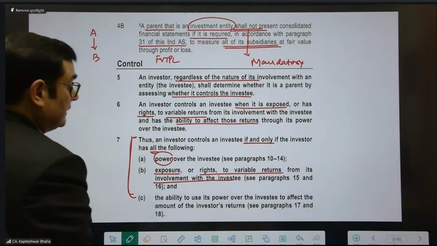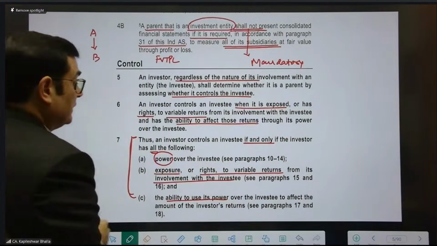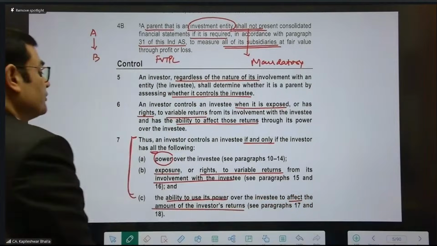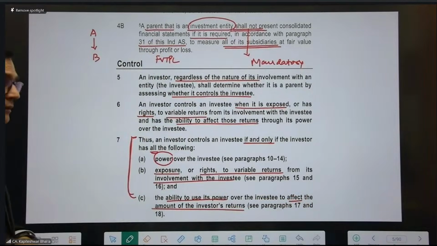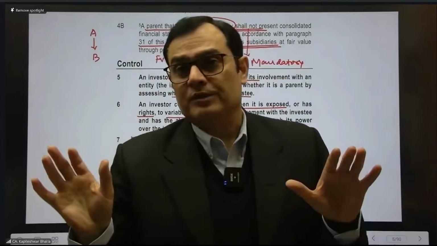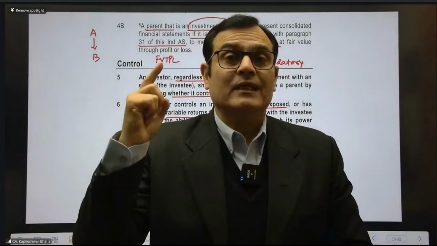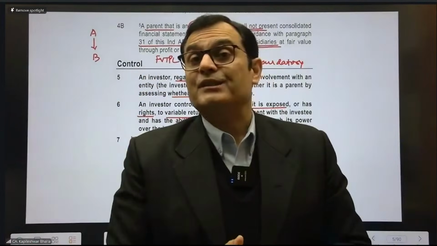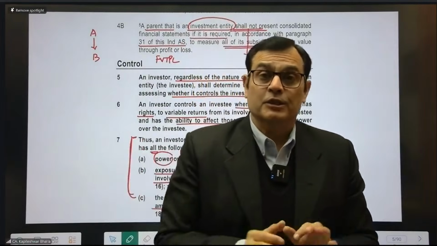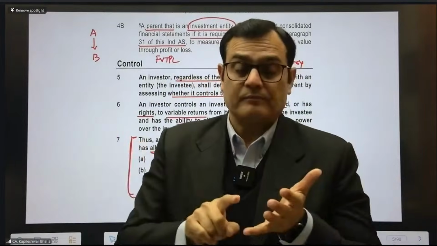And clause C: the ability to use its power over the investee to affect the amount of the investor's return. Wow. Well, let's first get the chain clear. We'll start working on this 3-step model, but first let's understand the chain. In order to prove that as an investor you have control over the investee, you need to put a simple 3 steps to yourself.